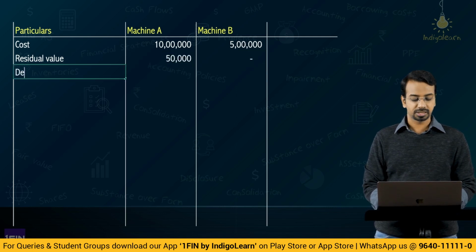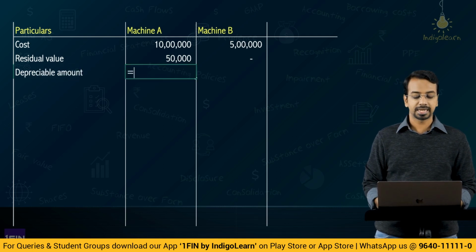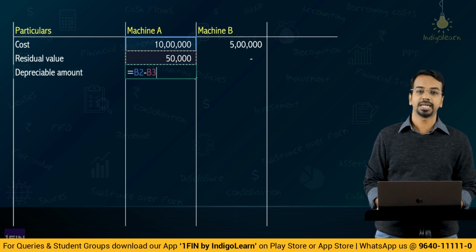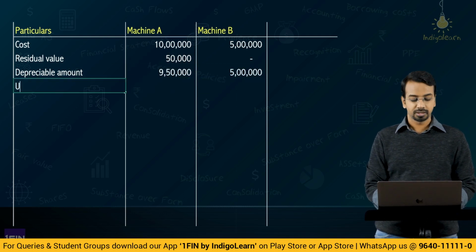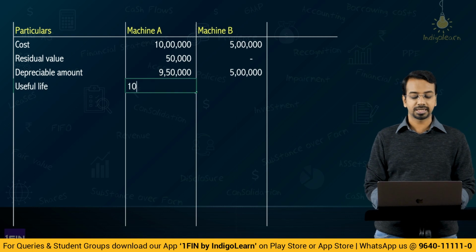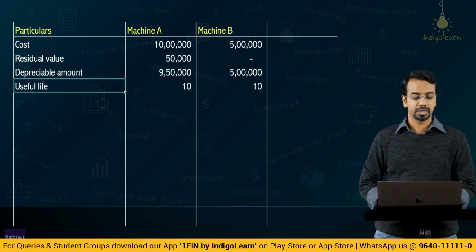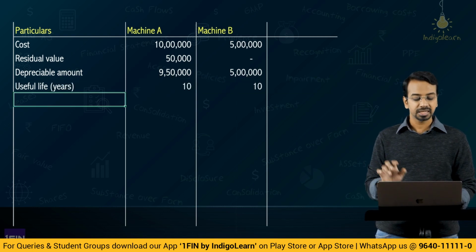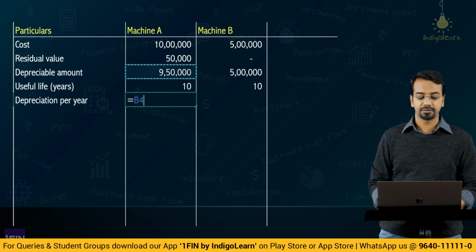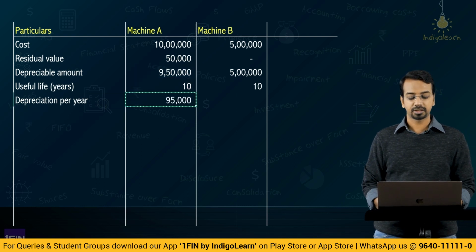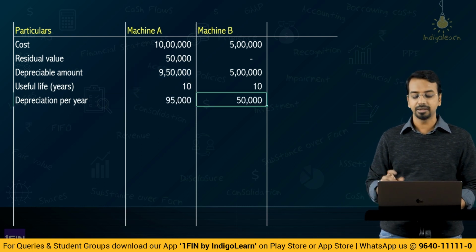So, what is the depreciable amount? Depreciable amount is 10 lakhs minus 50,000, 9 lakh 50,000 and 5 lakhs. Useful life in both the cases is 10 years. So, useful life is 10 years each. How much is depreciation per year? Depreciation per year will be 950 divided by 10, 95,000, and 5 lakhs divided by 10, 50,000.